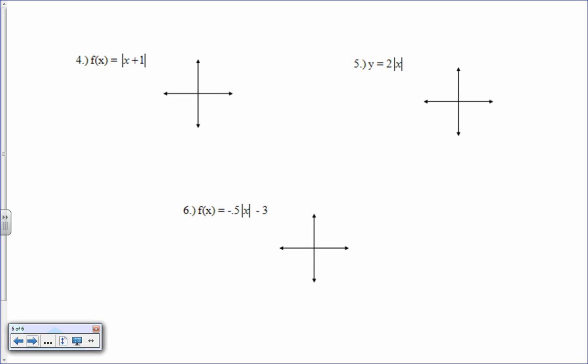All right, we got a few more. Uh-oh, what's the parent graph? Well, apparently I have these in there already. That's a bummer. All right. It is a v, okay, the absolute value. And that plus 1, is it inside or outside? It's inside. So this is going to be right or left. And it's going to be the opposite of what you think. It is going to be left. Very good.